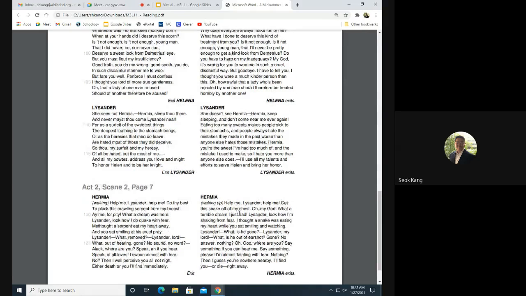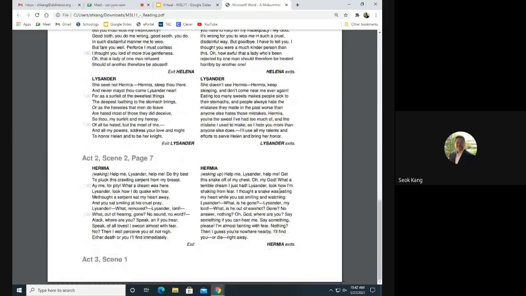And then Hermia eventually wakes up after Lysander leaves her, right? She has a nightmare. She wakes up from that nightmare and she's like, Lysander, help me. And then she notices that Lysander is gone, right? And she basically is saying, hey, I'm going to go find you.